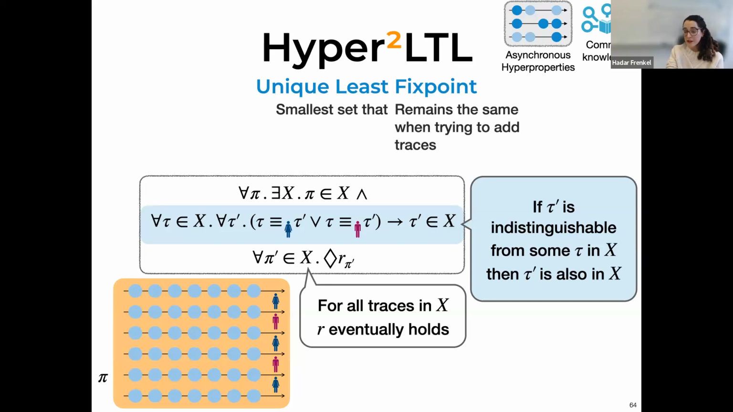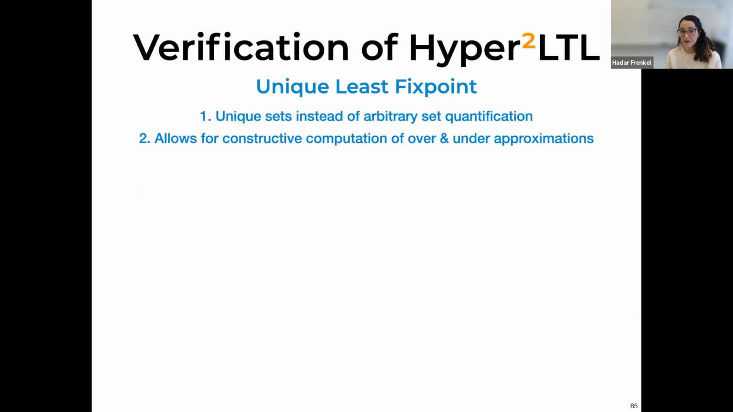And what fixed points allow us to do is first, we have unique sets instead of arbitrary set quantification. So arbitrary set quantification, for every set there exists another set and so on, is something that algorithmically is more complex than having a unique set that you reason about. And second, fixed points have a very nice feature that they allow constructive computation, both of over-approximations and of under-approximations. And we're going to use this in our algorithm.